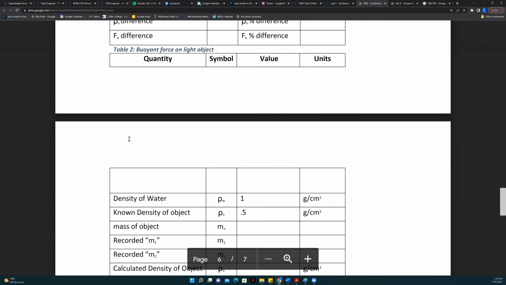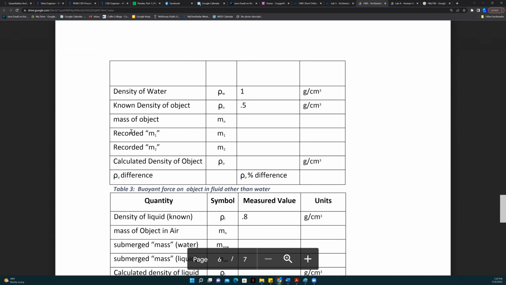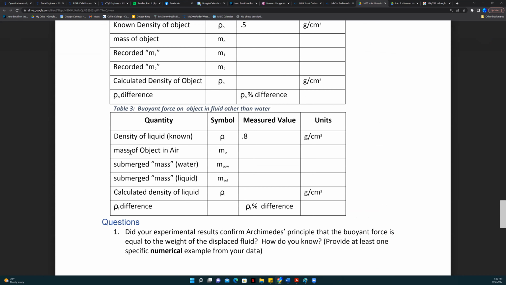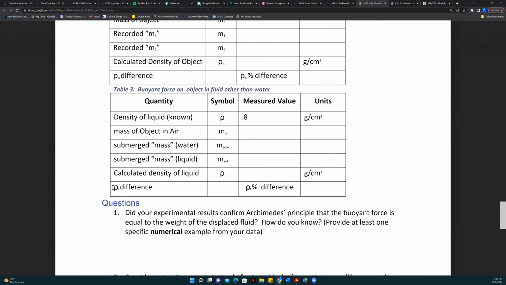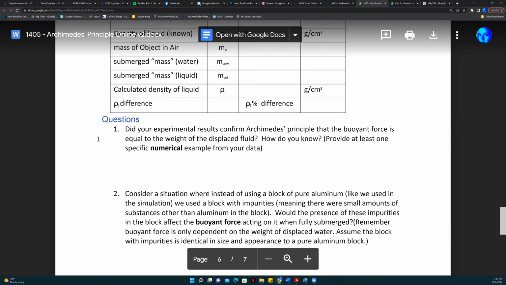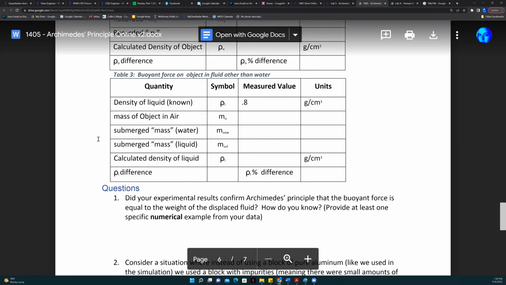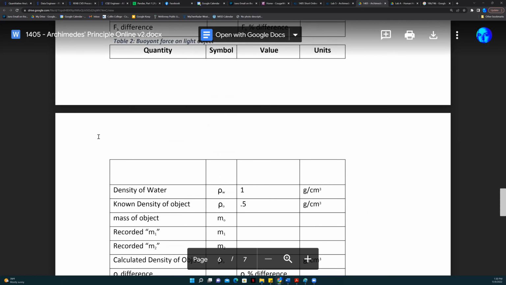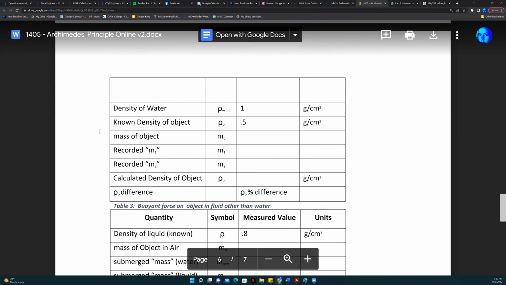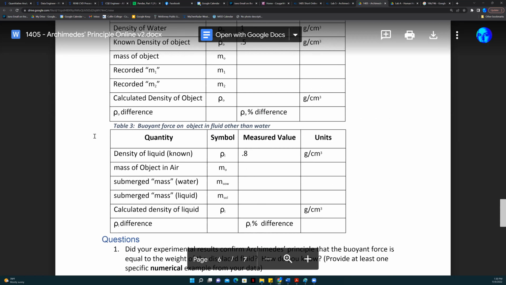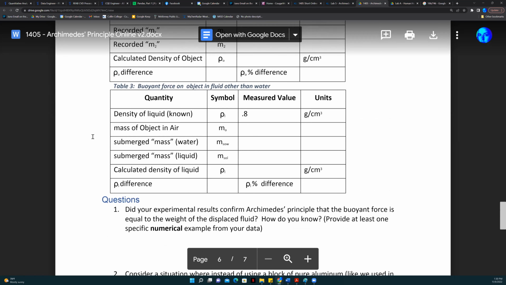So yeah, I'm just looking through. It looks like it pretty much walks you step by step through the process, and has you measure a regular object, an object that's less dense than the fluid, and then you put your object in something that's not water.